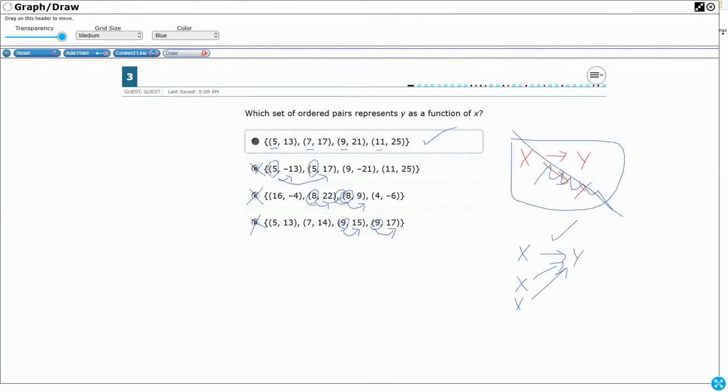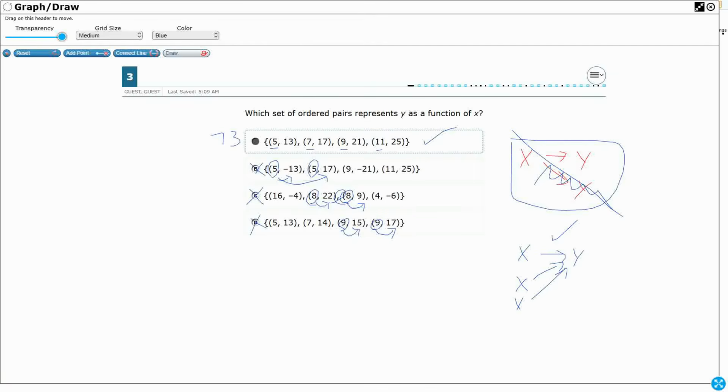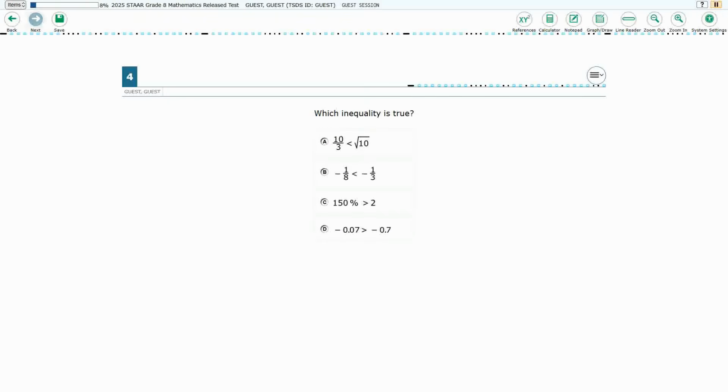And we had 73% of our students get this correct. So this was our third easiest item on the test. And so our first was our first easiest. Second problem was our second easiest. Third was our third easiest. It will not continue like this. In fact, it is going to end now.